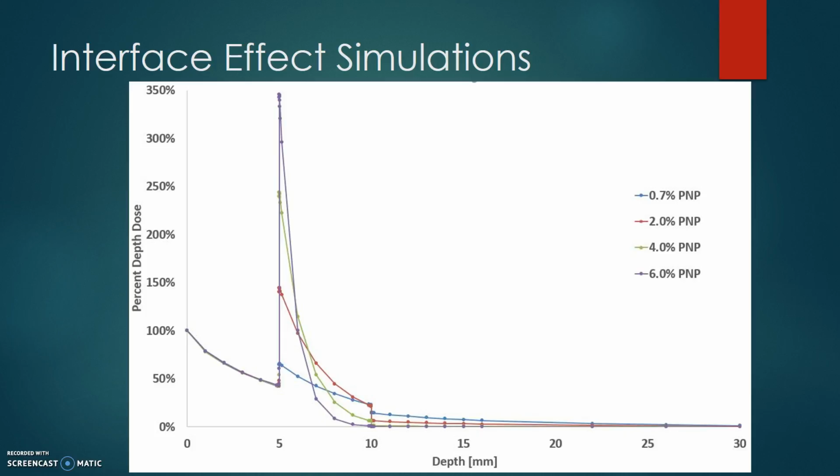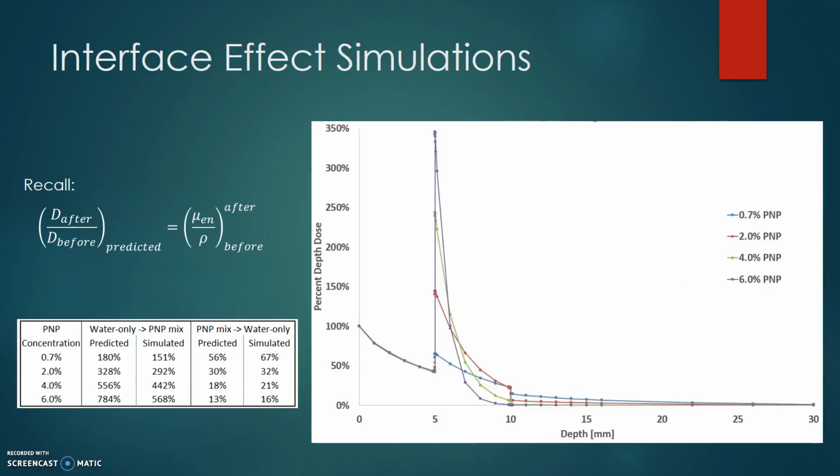Here we see the simulated results for both low to high Z and high to low Z interfaces. For these simulations, the first 5 mm of depth are water only, followed by a mixture of water and PNPs from 5 to 10 mm, and then water only again from 10 mm on. Recall that the ratio of the dose before and after an interface can be predicted by finding the ratio of the respective mass energy absorption coefficients. Those predictions were made and compared to what the simulations found.